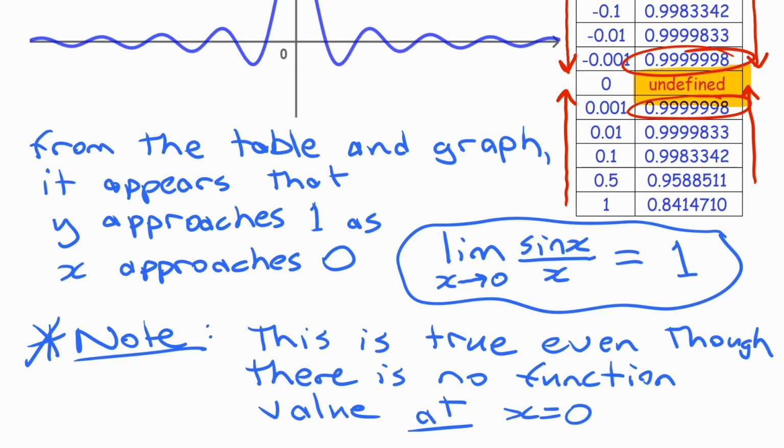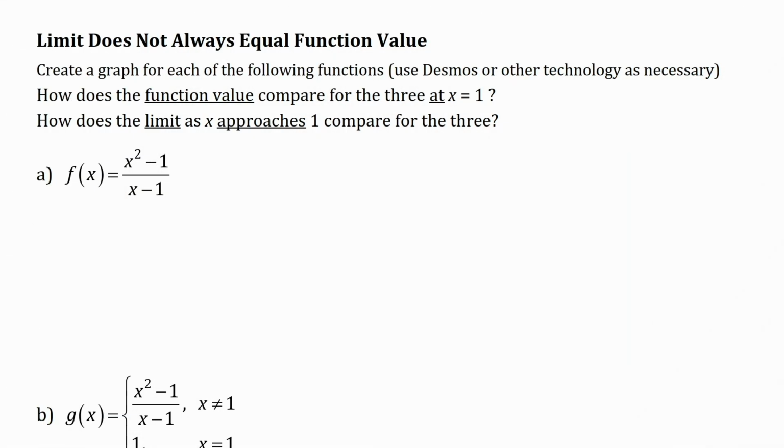Now we're going to look at 3 functions that are related but not exactly the same to emphasize the idea that the function value and limit are not always the same. First function of this group we're going to look at is x squared minus 1 over x minus 1.